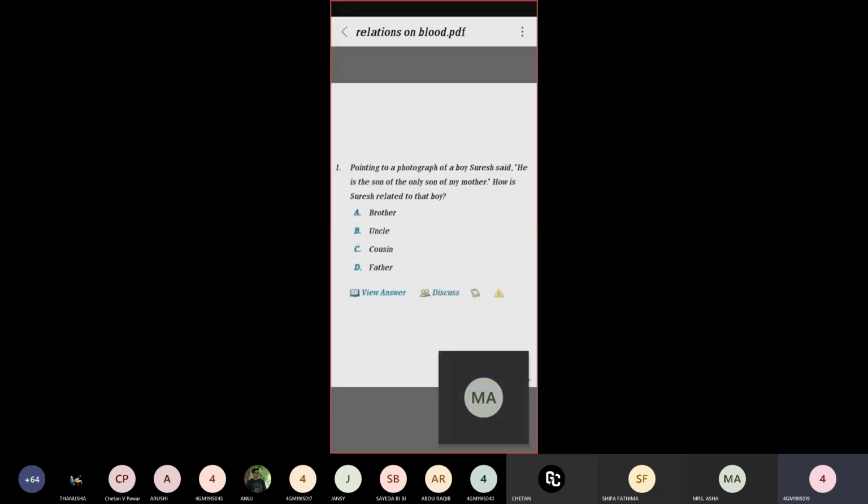First one. Pointing to a photograph of a boy, Suresh said, "He is the son of the only son of my mother." How is Suresh related to that boy? Options: A. Brother, B. Uncle, C. Cousin, D. Father. Here Suresh is saying the boy in the photograph is the son of the only son of my mother. The only son of Suresh's mother is Suresh himself, and the boy is his son. So Suresh is related to that boy as father.